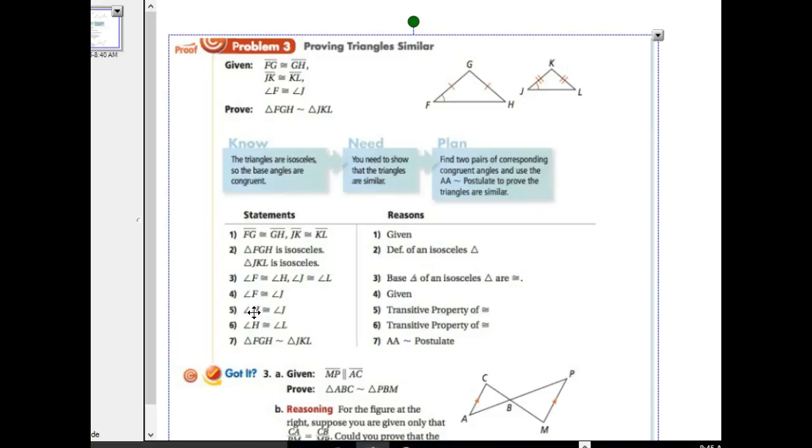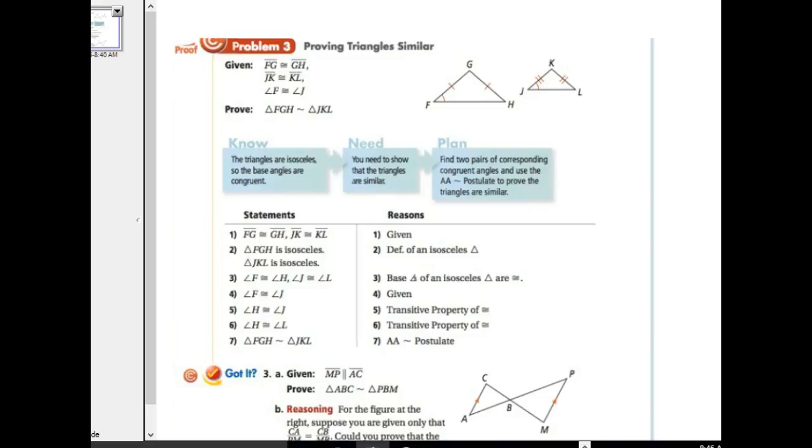Same way in 6. The reason we can say that angle H is congruent to angle L is because we said here that H and J are congruent, so I can move H to right here, and therefore I can say that angle H is congruent to angle L. And so because of that, if I can go up here and mark this, I prove that these two are also congruent to each other. So angle F and angle H is congruent to angle J and angle L in the other one. And because of that, that means that those two triangles can be proven similar to each other.